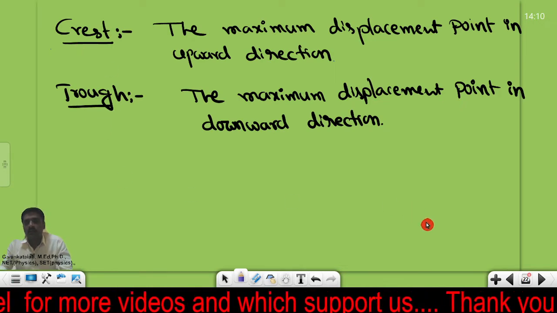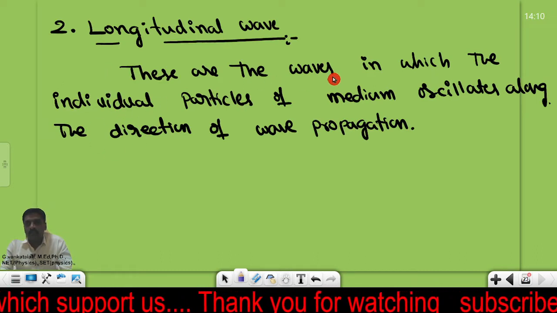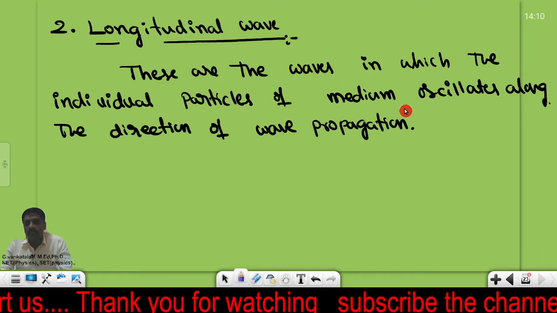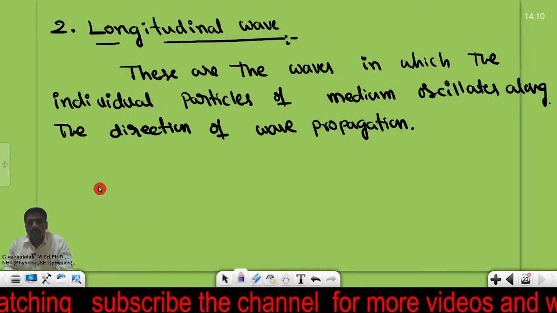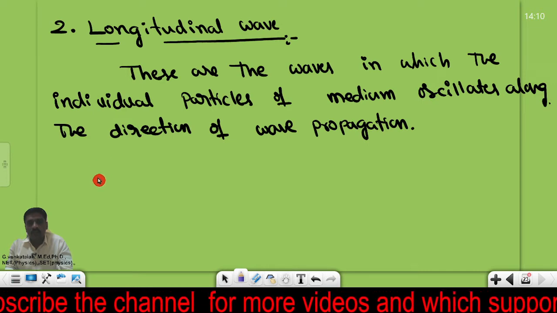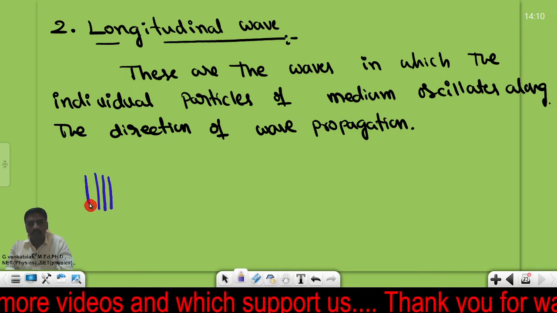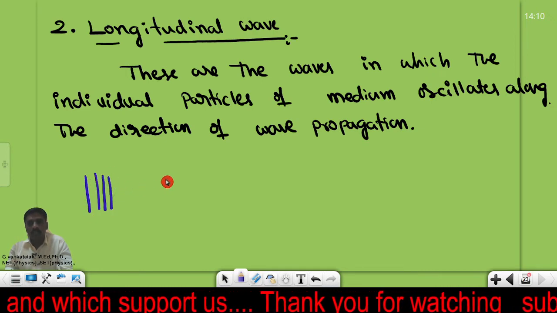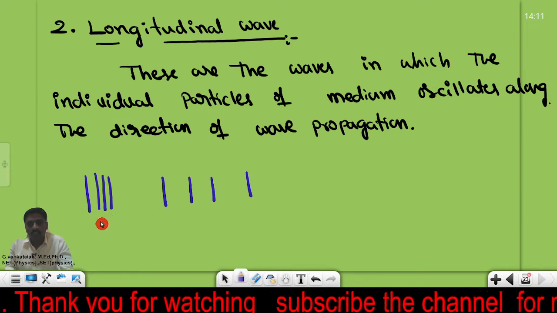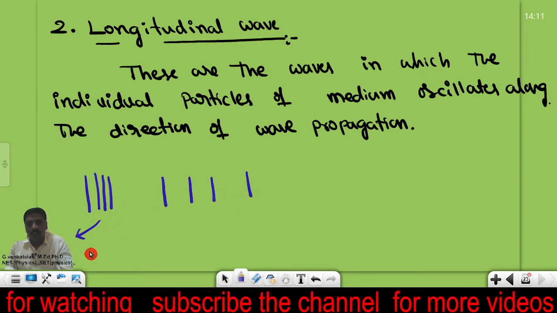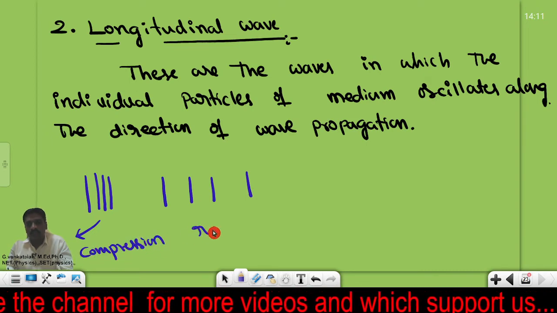Let me go to the longitudinal wave. In the longitudinal wave, the individual particles of the medium oscillate along the direction of the wave propagation. An example is sound waves. The particles come very close and form compressions and rarefactions. This is the point of compression, and this is the point of rarefaction.